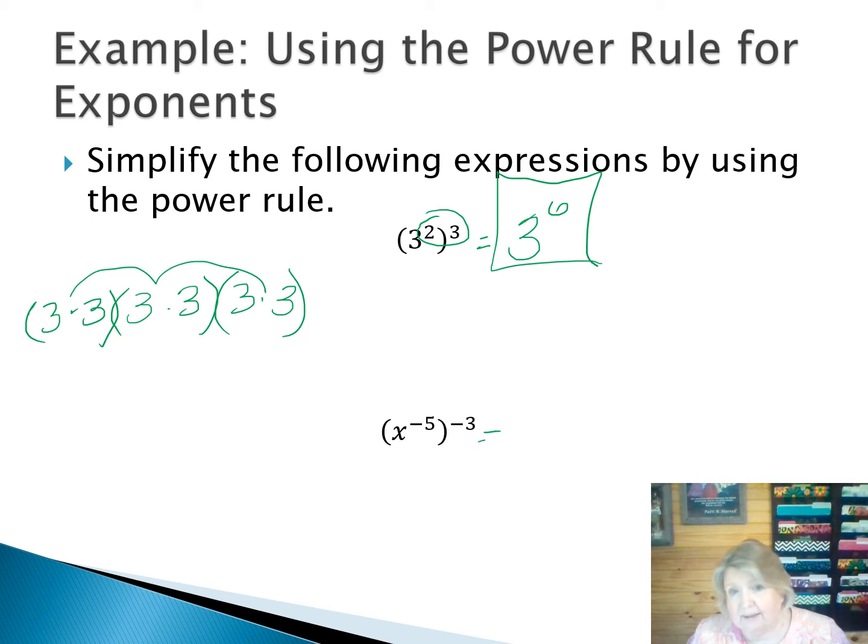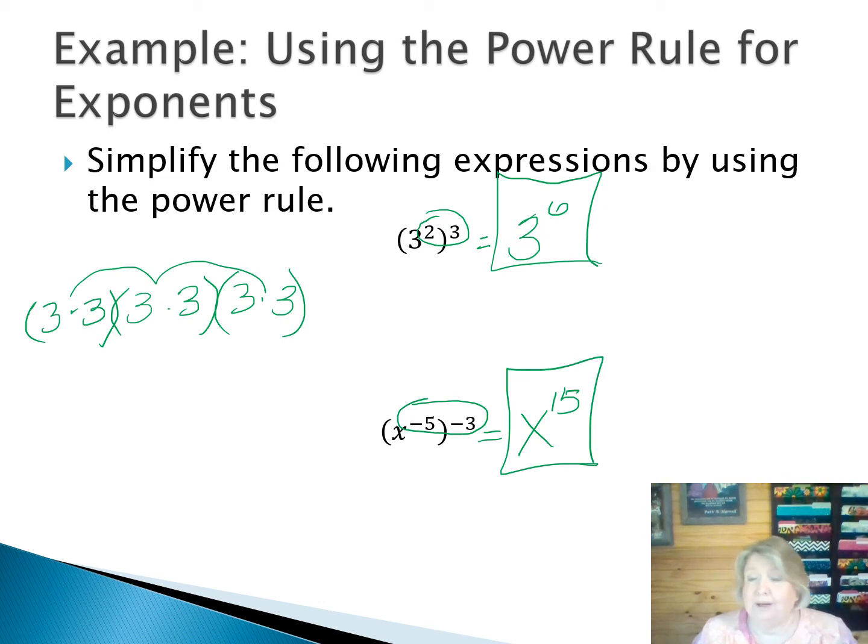That being said, base x is going to stay base x. And when you raise a power to a power, you multiply those powers. Negative 5 times negative 3 is positive 15. I hope you're getting it. Let's do 2 more examples just to be sure.